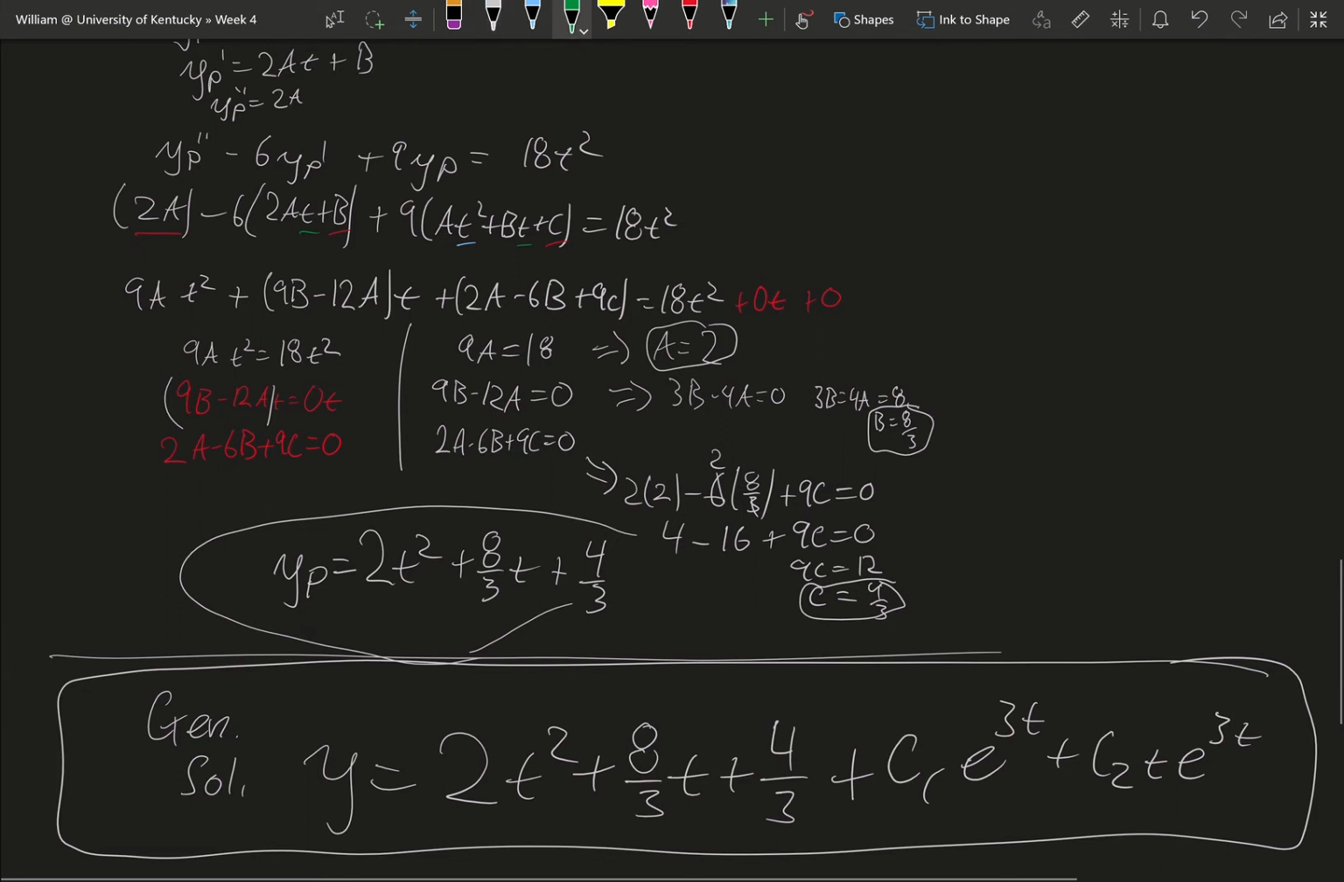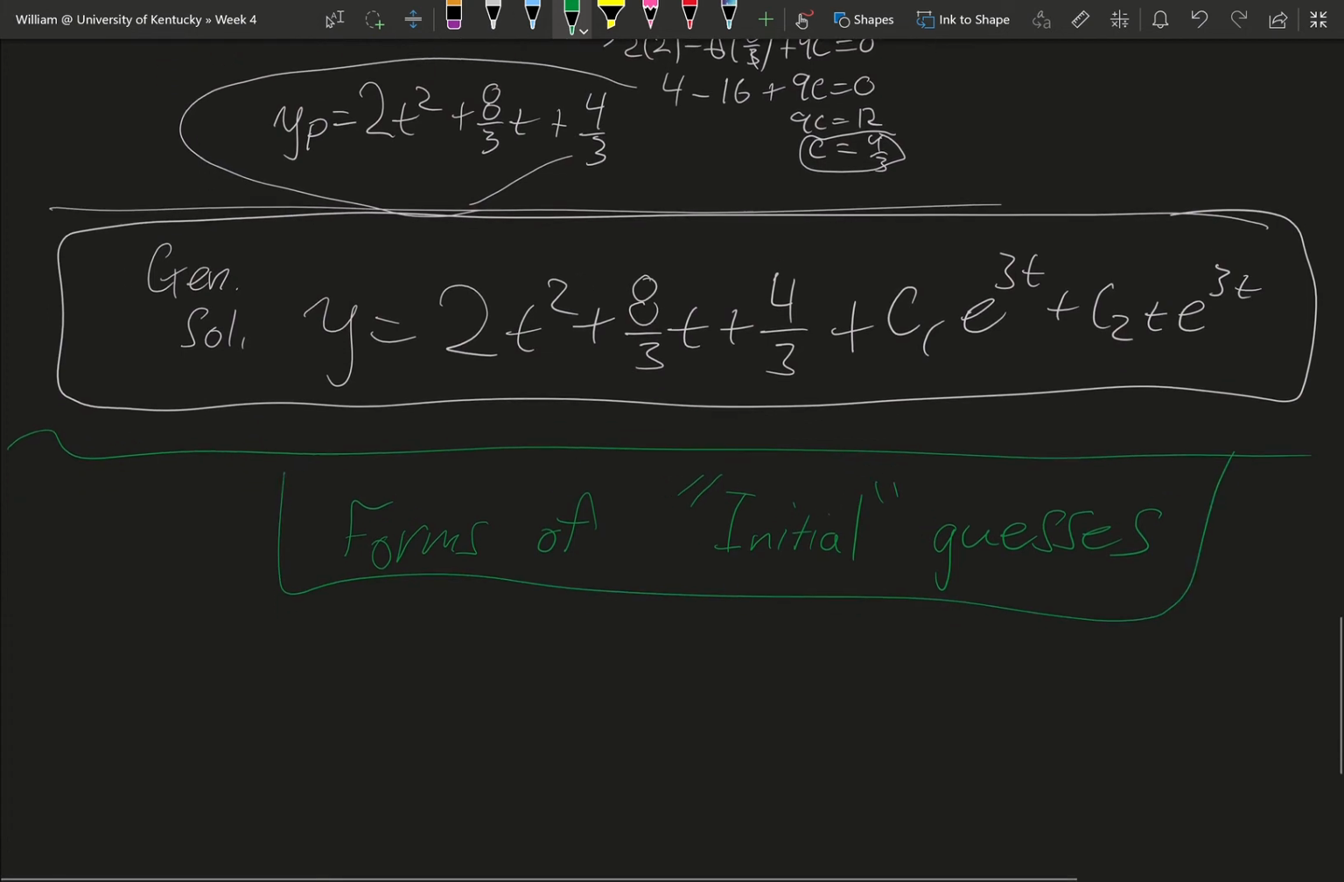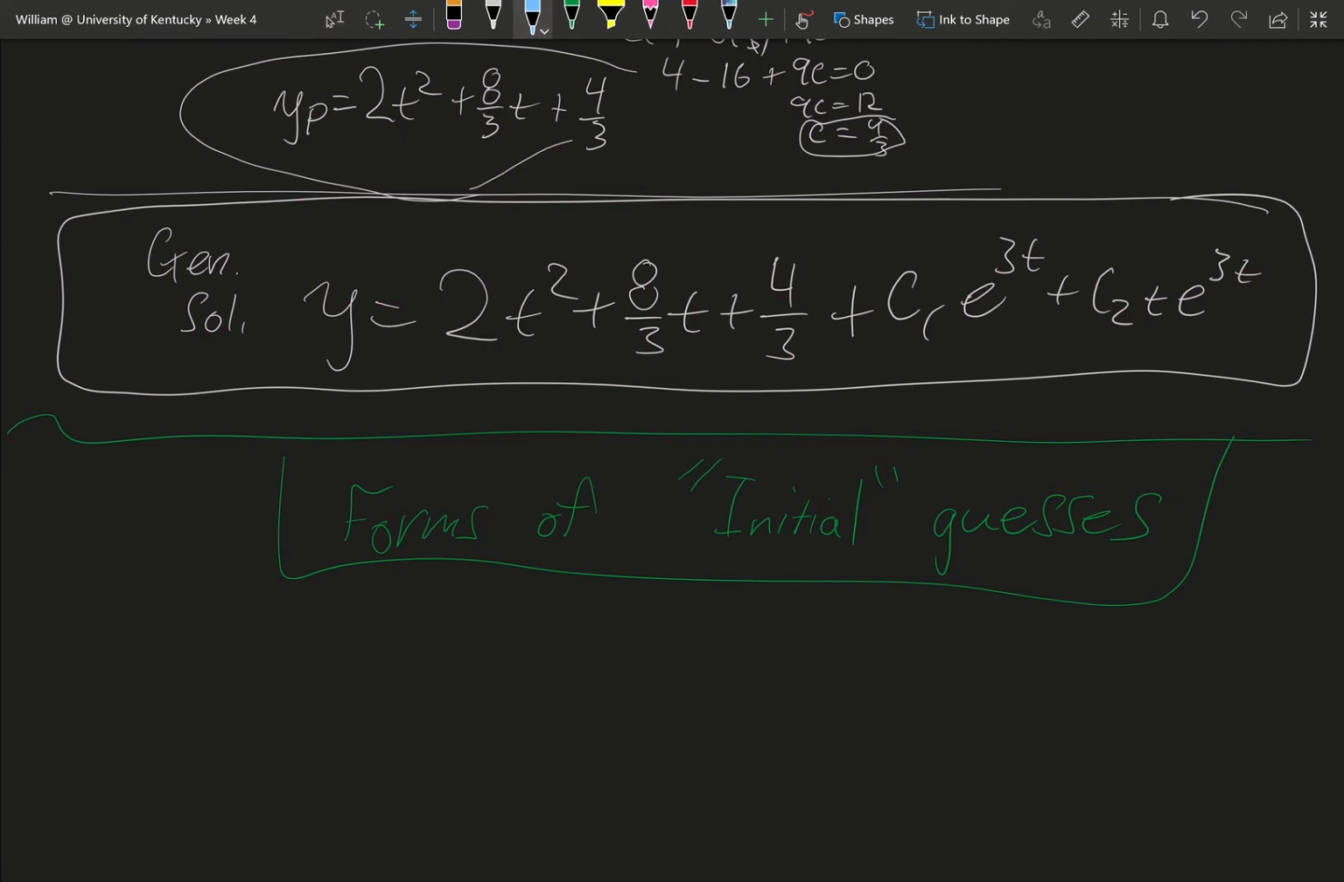So let's talk about the forms of our guesses. There's one trick that we'll talk about, but in general, forms of initial guesses. There's one caveat to these, but we're going to look at some equation a y double prime plus b y prime plus c y equals f of t. And what should our guesses look like?